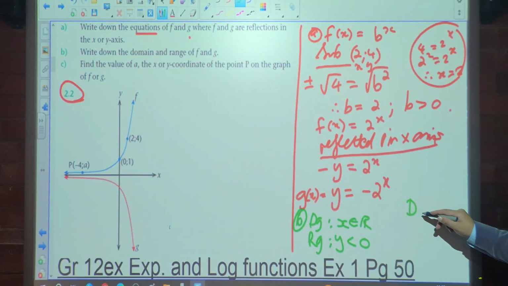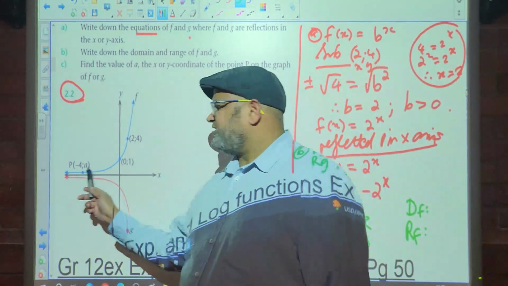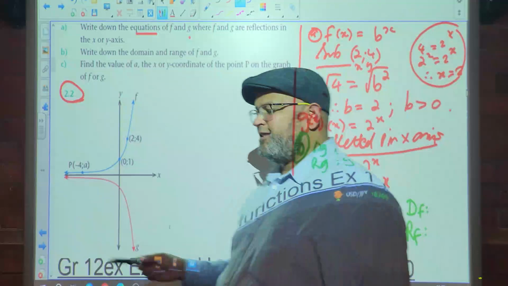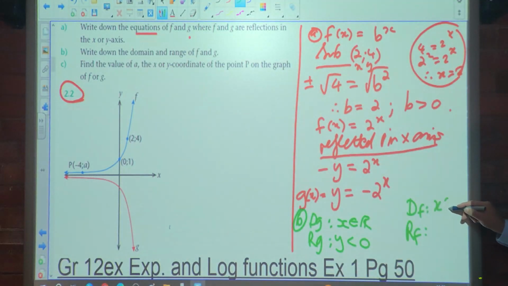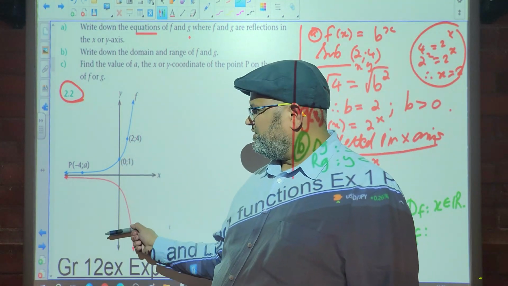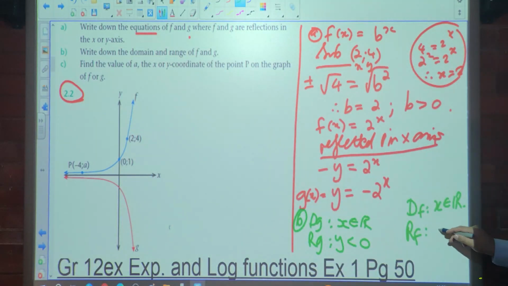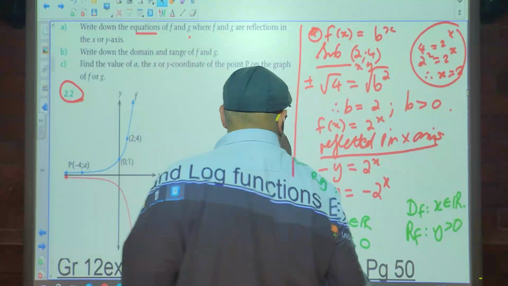Let's look at the domain of f and the range of f. You see the graph is going to negative infinity, positive infinity. So what do I say? x is an element of real numbers. Does this graph exist at negative infinity? No. Where does it start existing at? 0 onwards. So y has to be greater than 0. Okay, you guys understand? Any confusion there?